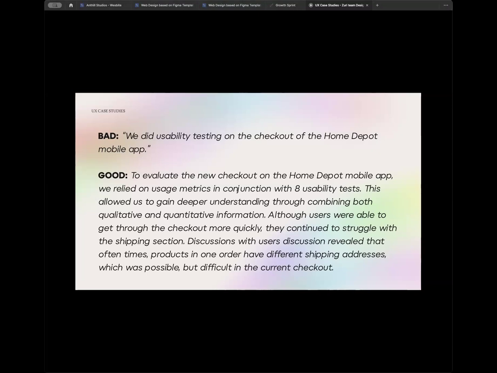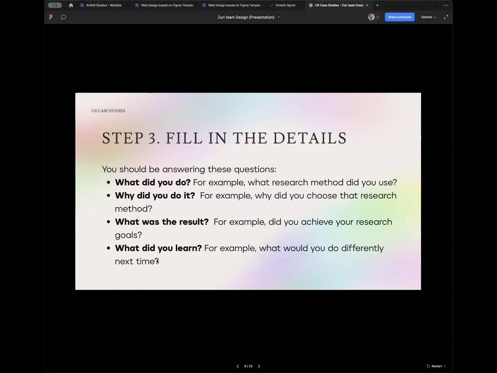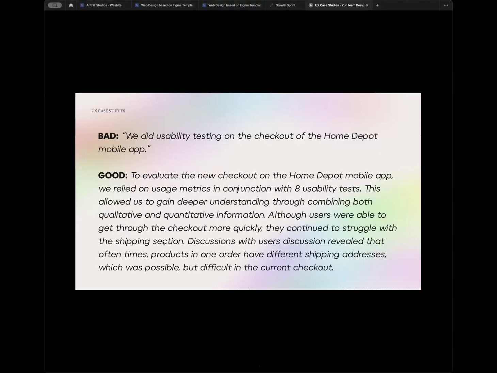It doesn't address what you learned, which is something that negates everything we've been talking about here, and you don't want that. So an example of what you should be aiming to do is this other part. Imagine a designer writing this in their case study, and they say, in order to evaluate the new checkouts on the Home Depot mobile app, that was what we wanted to do. So in order to do that, we relied on using metrics in conjunction with 8 usability tests.